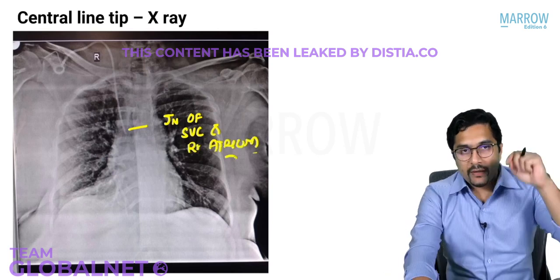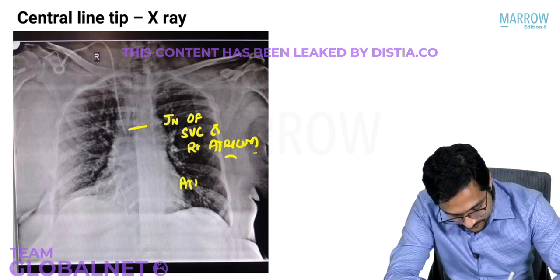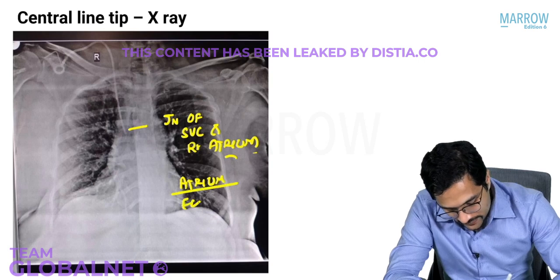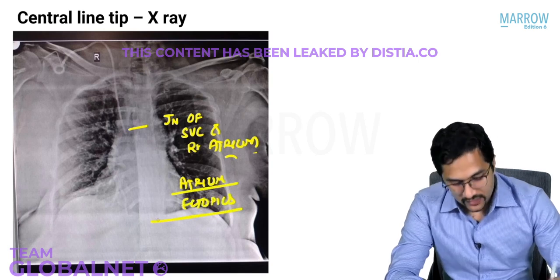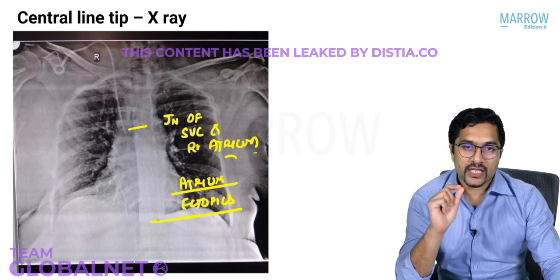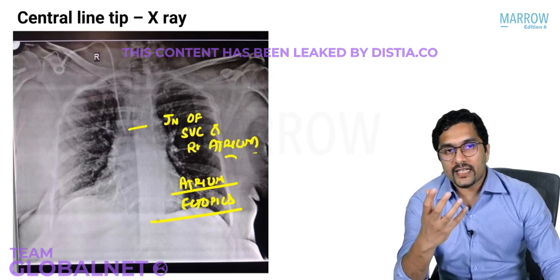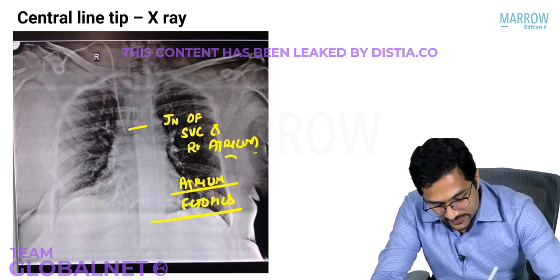If it is too deep, if it is inside the atria, ectopics will come. If it is inside the atrium, you will see ectopics on the ECG reading. So that is why while positioning the central line, the tube positioning is very important. And you should know that always after central line insertion, we should get a chest X-ray, right?